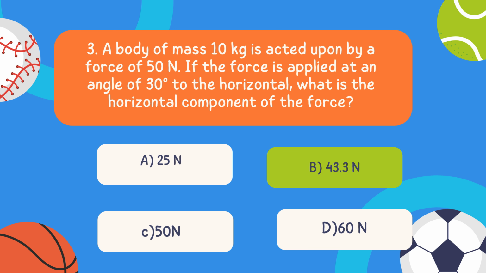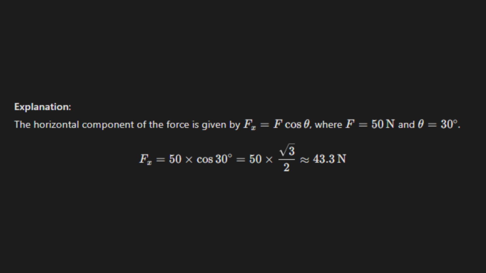Correct answer is 43.3 Newton. The horizontal component of the force is given by Fx equals F cos theta, where F equals 50 newtons and theta equals 30 degrees. Applying Fx equals 50 into cos 30 degrees, which is equal to 50 into root 3 divided by 2, approximately equal to 43.3 newtons.